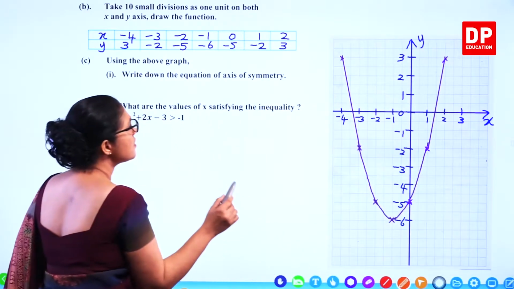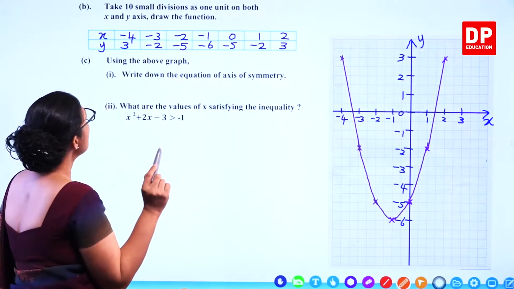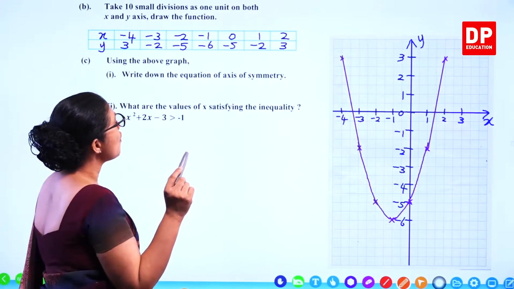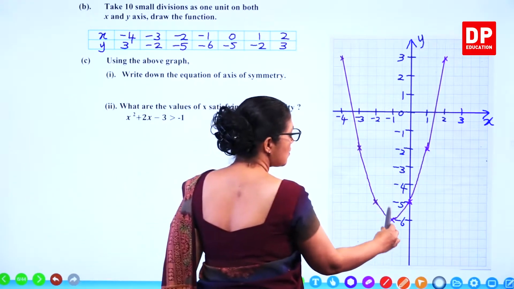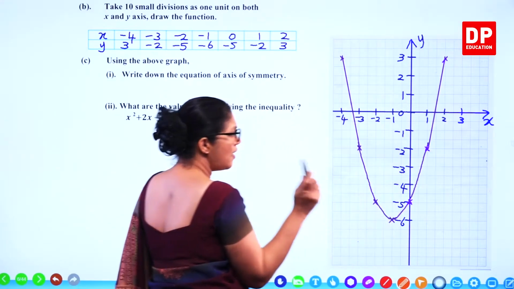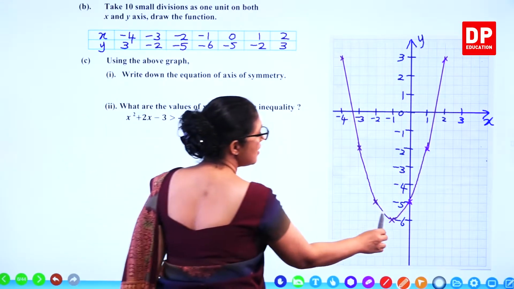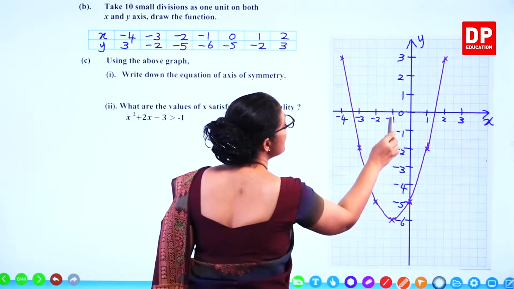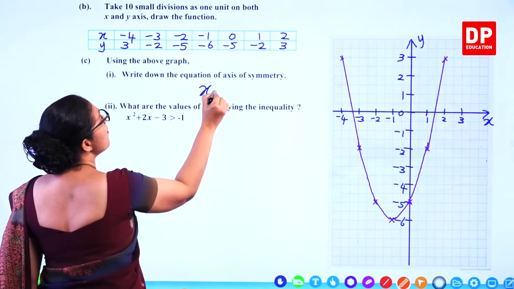We'll do the questions. Using the above graph, write down the equation of axis of symmetry. Axis of symmetry always passes through the vertex. So this is the axis of symmetry, x equals -1.